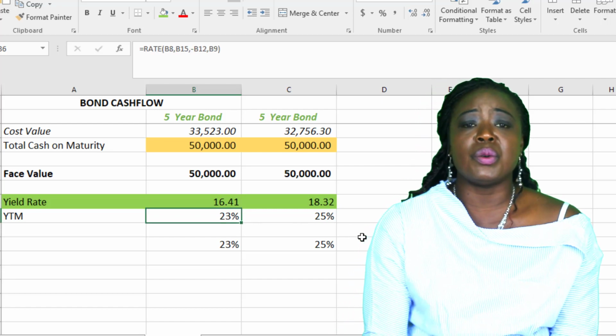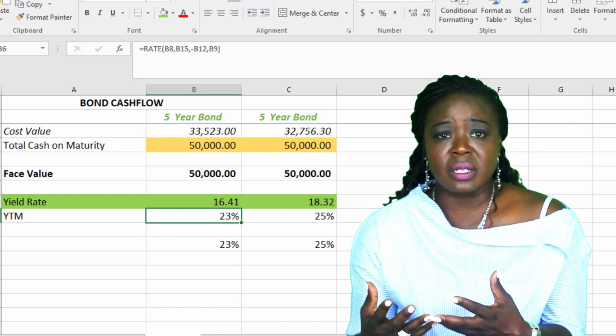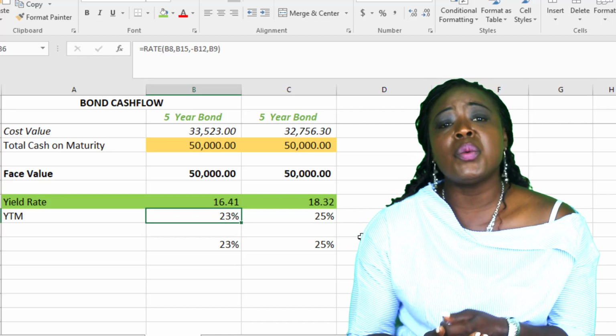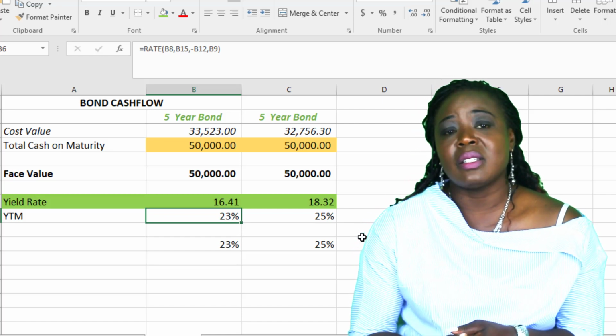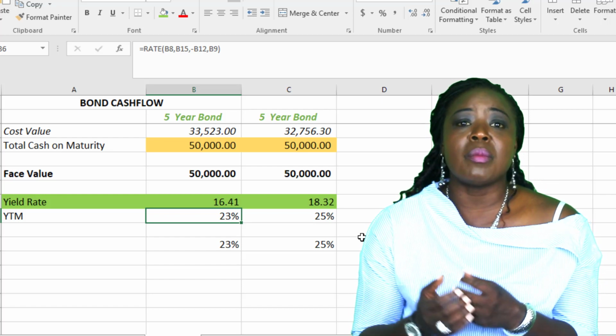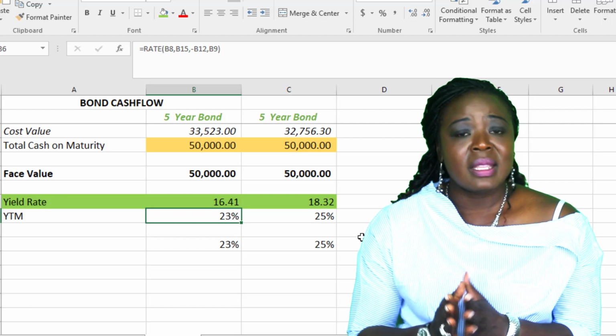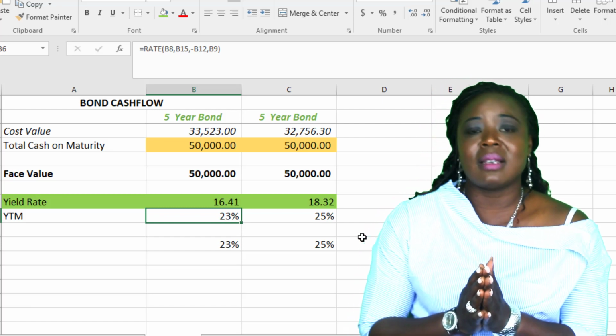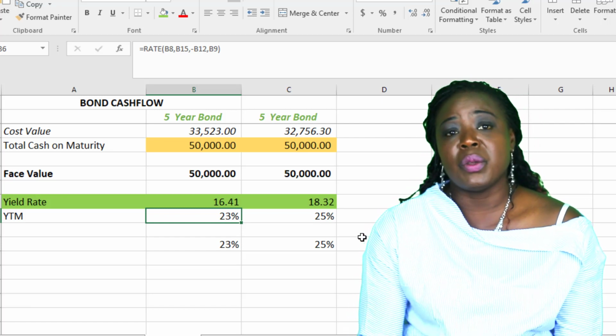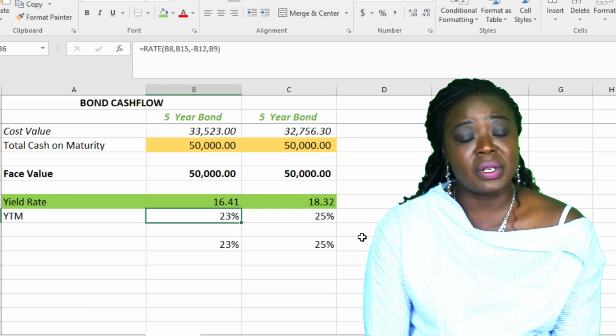In order for you to be able to sell that bond on the secondary market, you will need to reduce the price of your bond so that you can match what is generally happening on the market. That is the risk that you are faced with when you invest in a bond.